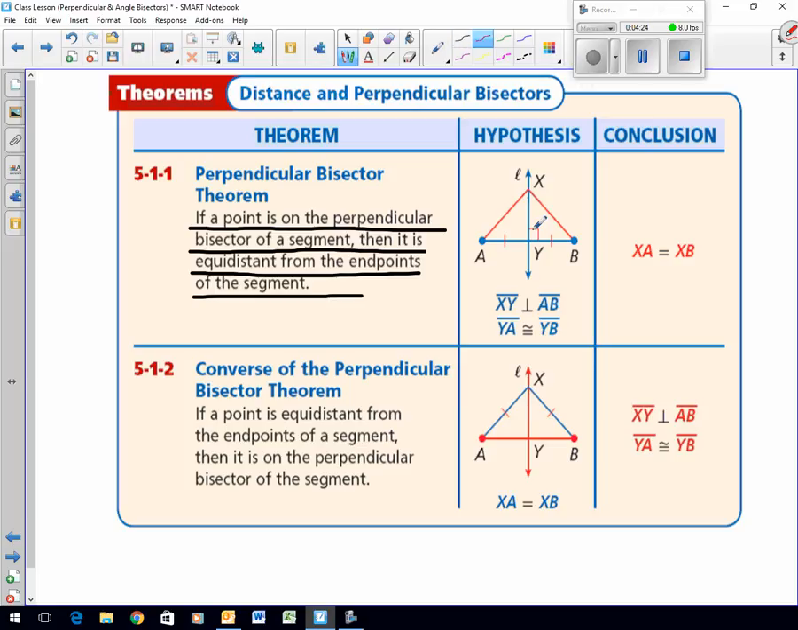The converse is just like the original. If a point is equidistant from the endpoints, it is on the perpendicular bisector. Basically, if I give you that XA is congruent to XB, and A to B are joined together, then XY is perpendicular to AB, and YA is congruent to YB.